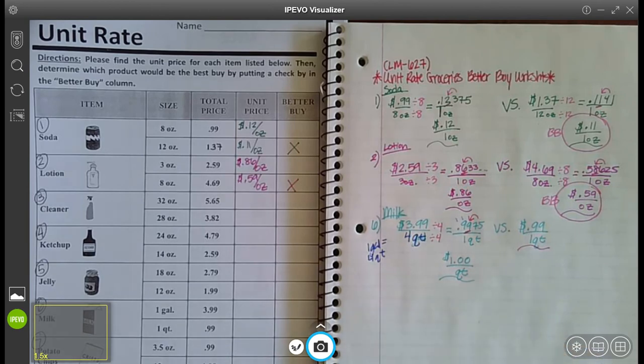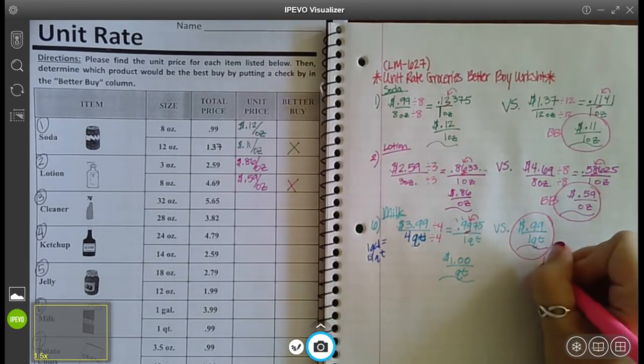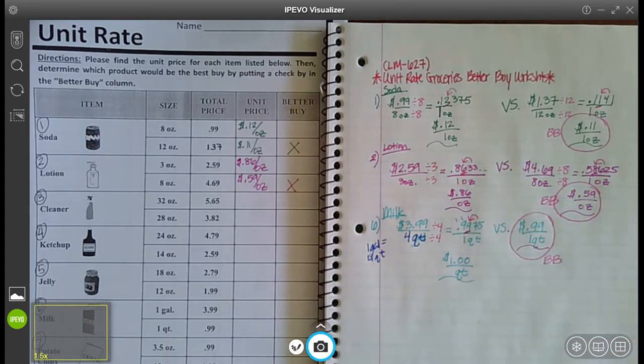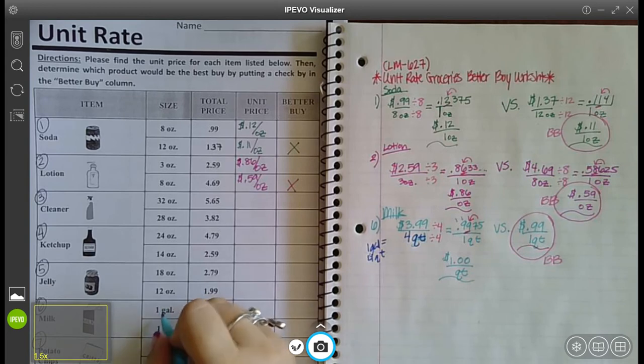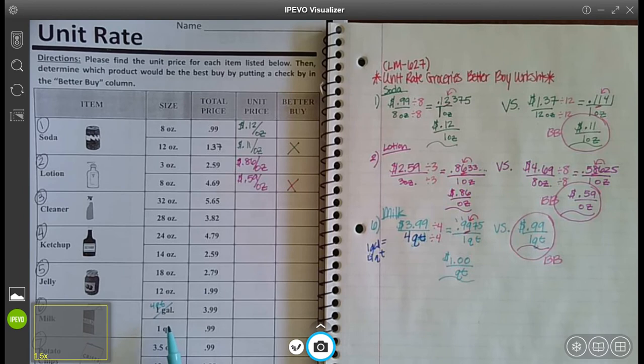So which one's the better buy? Even though it's just a penny, hey, every penny saved is still a penny saved. So for the milk, let's put that this was 4 quarts. Okay, so $3.99 per gallon, or per four quarts, is really actually $1 per quart. And then this one is 99 cents per quart. So which one was the better buy? 99 cents. Okay, now you too can use this type of advice when you're going grocery shopping to determine the better buy.